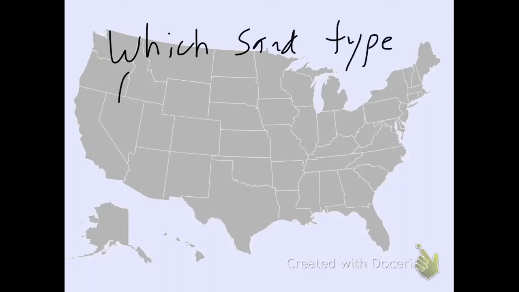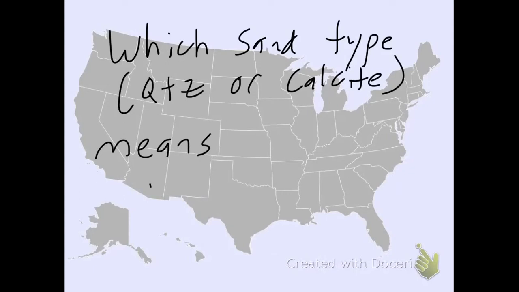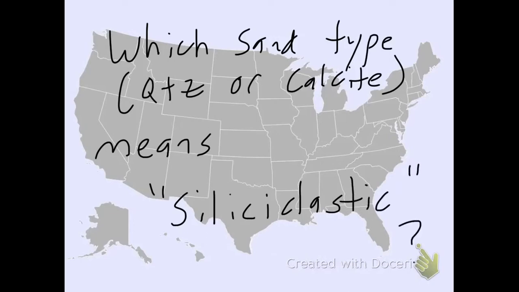So between the two types that we just discussed, between quartz or calcite, which sand type means siliciclastic? This is a fancy new word I'm introducing in this dossier review. So between quartz and calcite, which one could mean siliciclastic? And that is quartz, because silica is silica, quartz, and clastic means pieces. So all the beach sand, North Carolina, South Carolina, parts of Texas, but not southern Florida, is all siliciclastic.